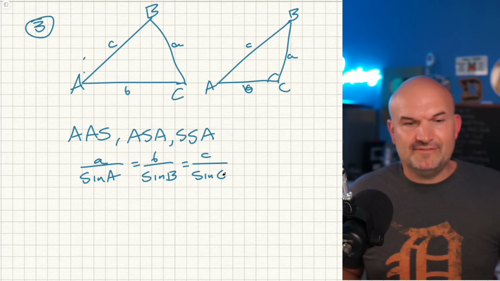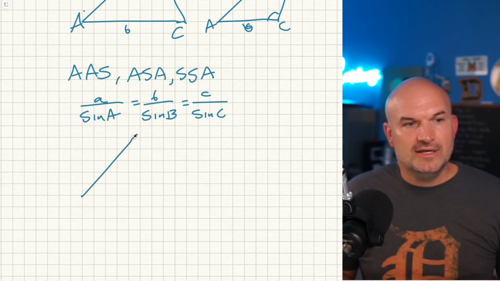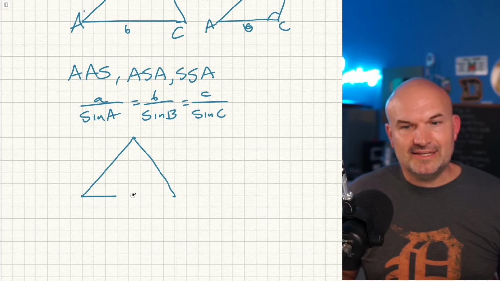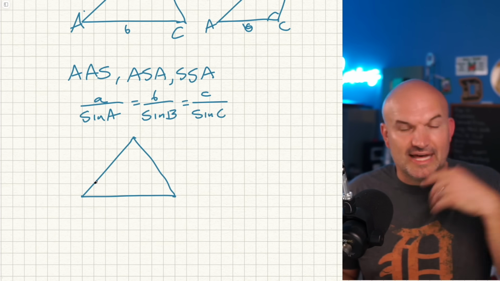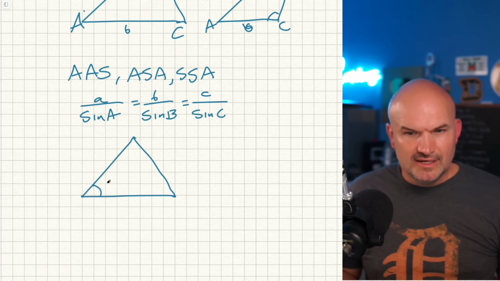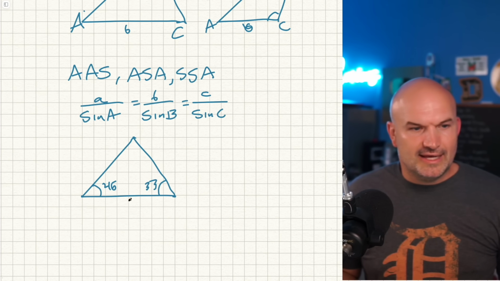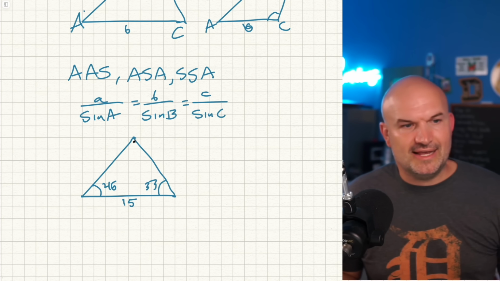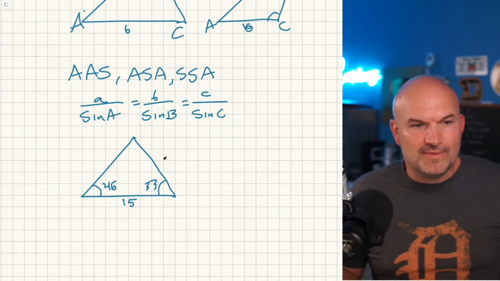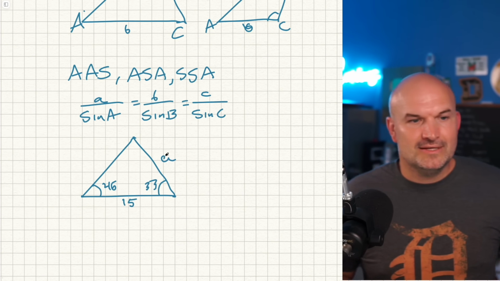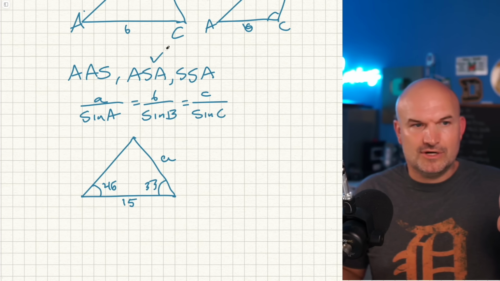Okay. So let me give you an example so you can see how this would play out. So if I had a triangle, and I'm not going to give you any letters, and let's say this was 46. Let's say this angle was 33, and this side length is 15. And I said, I want you to be able to find, I don't know, a. So we can use the law of sines because this is angle, side, angle. So we're good right there.